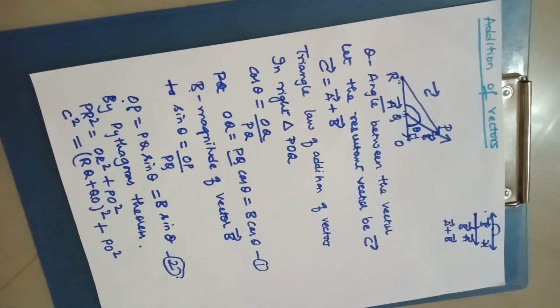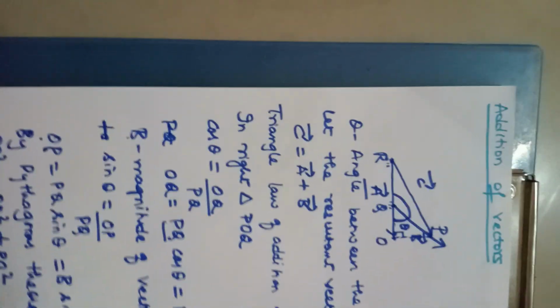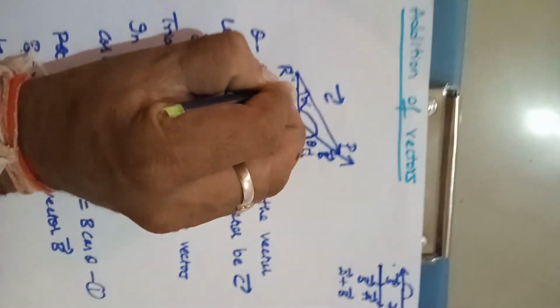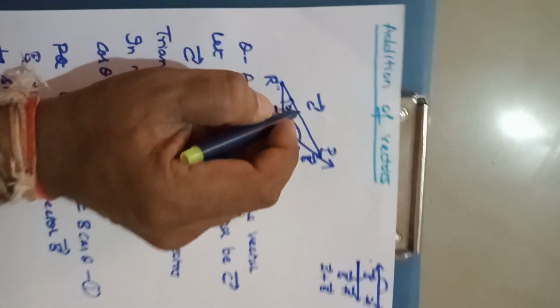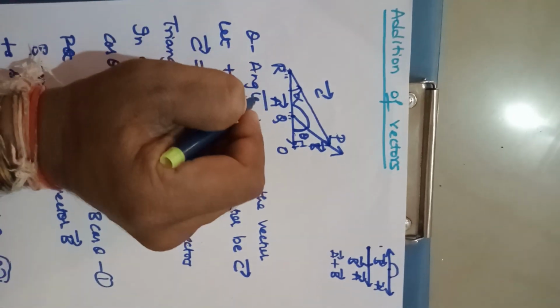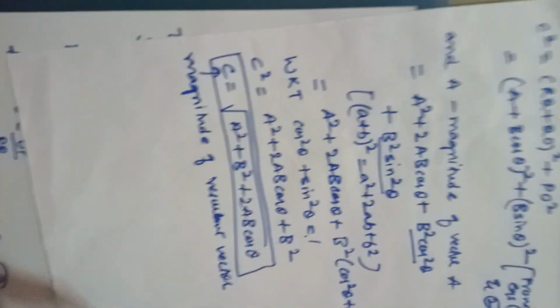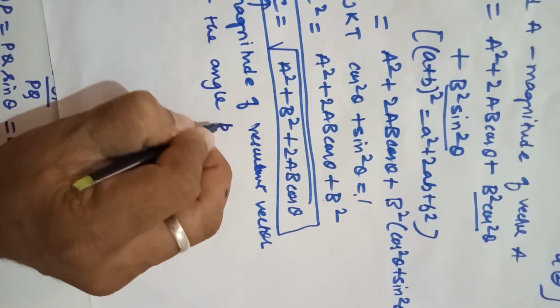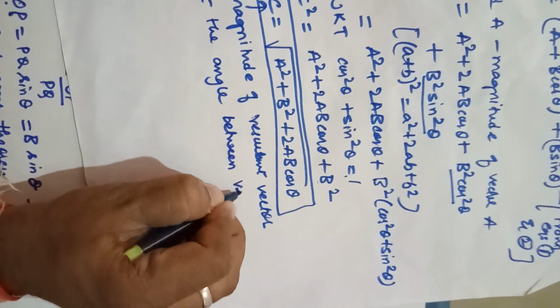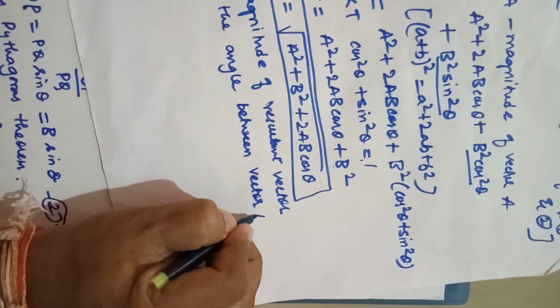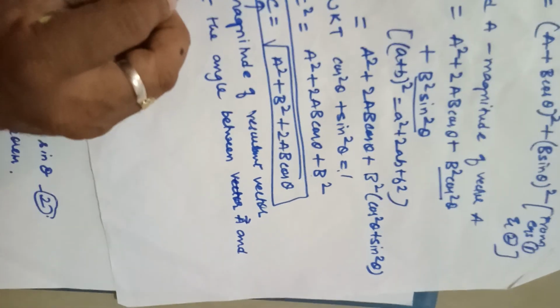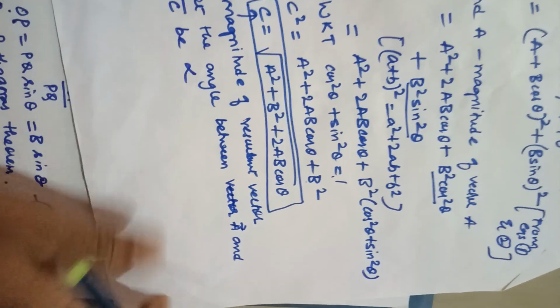Suppose I want to know the direction. What is the direction of the resultant vector C? Let's say it makes an angle alpha with respect to the first vector. What is the first vector here? Vector A. So let the angle between vector A and resultant vector C be alpha.